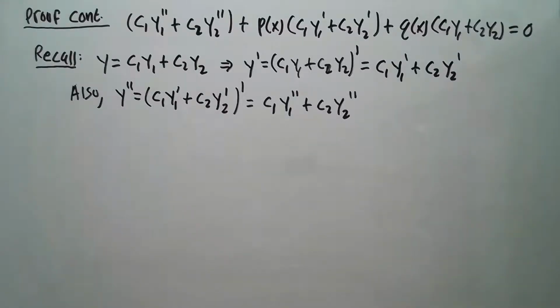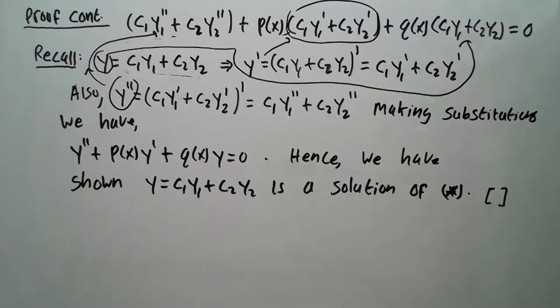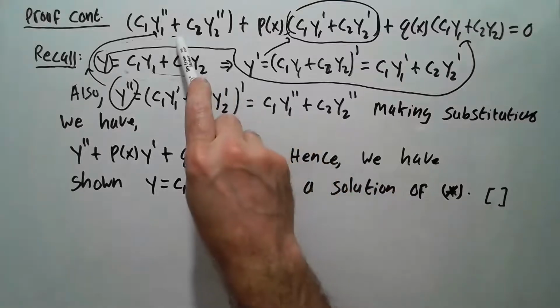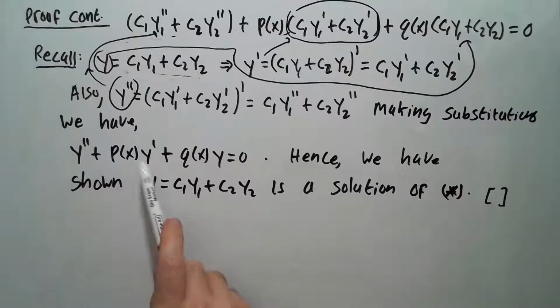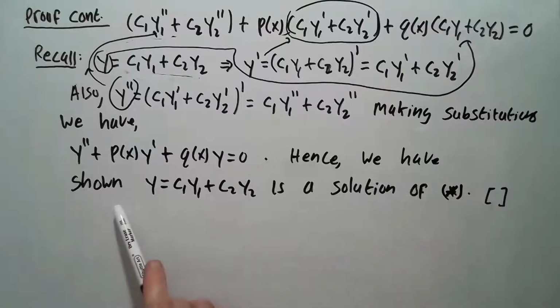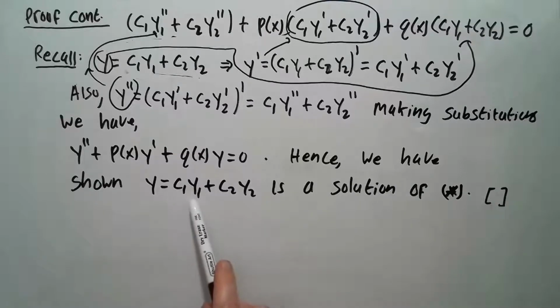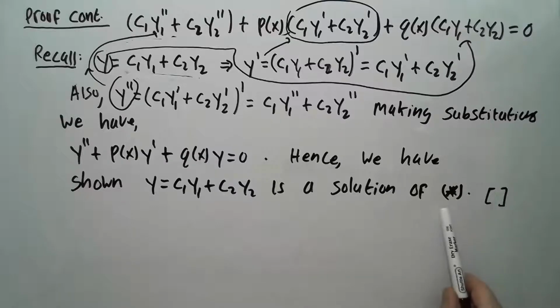Making those substitutions, that's y double prime, that's y prime, that's y. We'll have y double prime plus p of x y prime plus q of x y equals 0. So hence we have shown that y equals c1 y1 plus c2 y2 is a solution of star. Star was our original differential equation. So we're done with the proof. You can put a little box at the end, which means the proof is over. So we're done with proposition 1.